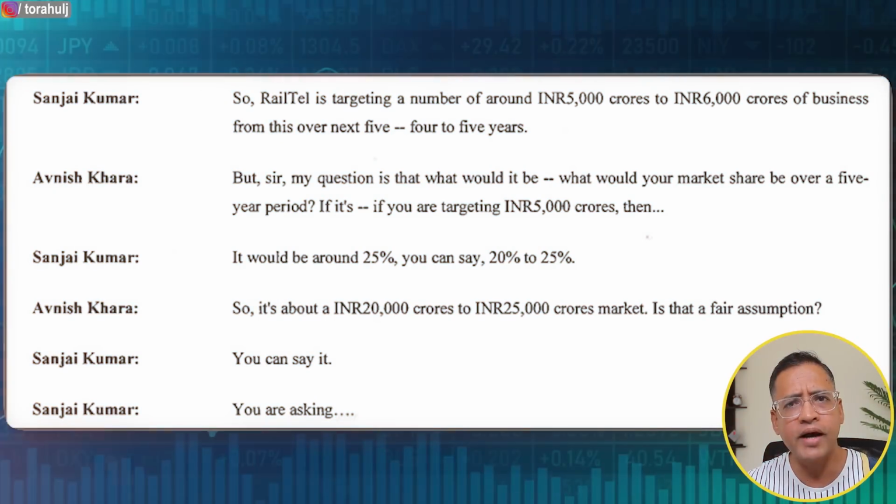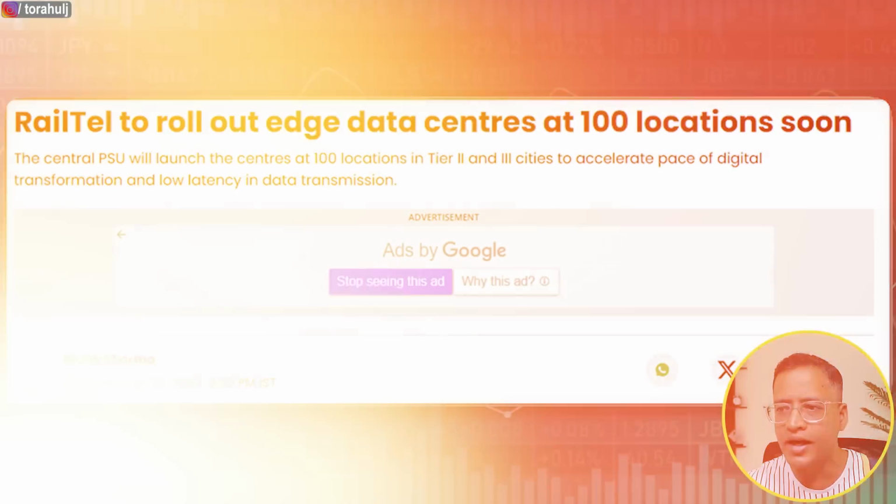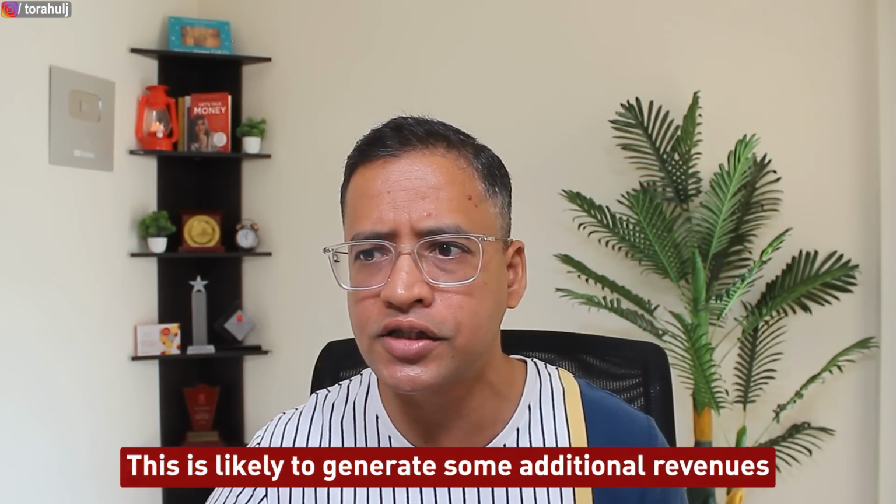How much revenue might this generate for the company? It is anticipated that in the next 4 to 5 years, it might bring total 5,000 to 6,000 crores of revenues. It is likely to be around 1,000 crores sort of a business in the next 4 to 5 years. The second example of the new thing that this company is doing is that they are setting up edge data centers at 100 locations throughout India. Again, this is likely to generate some additional revenues. The company has not given guidance around how much additional revenue that is likely to generate.